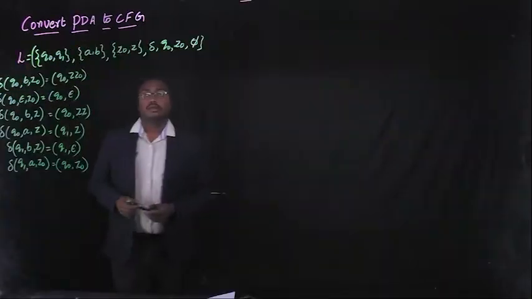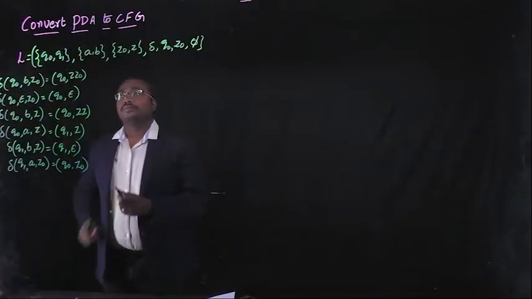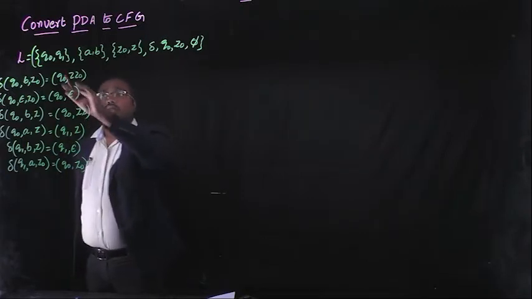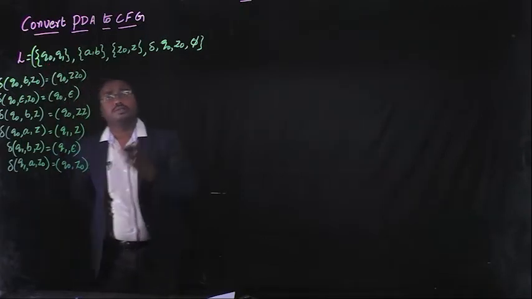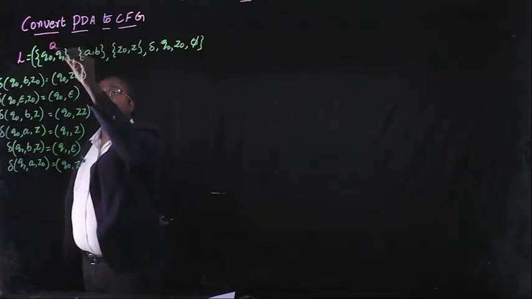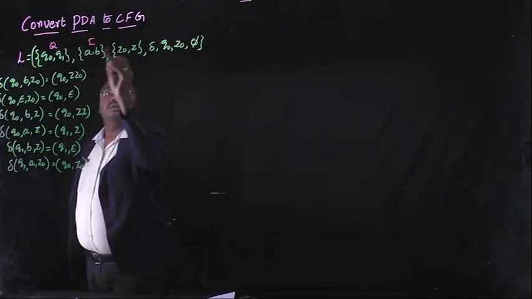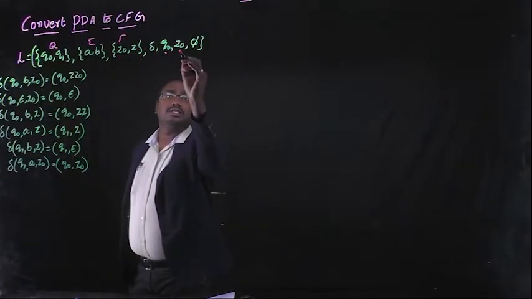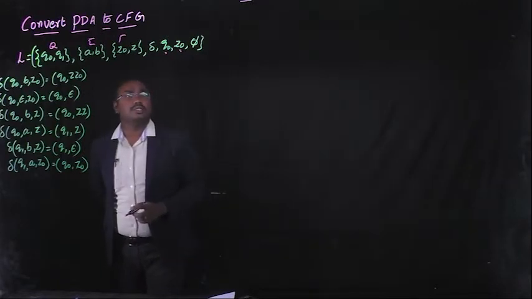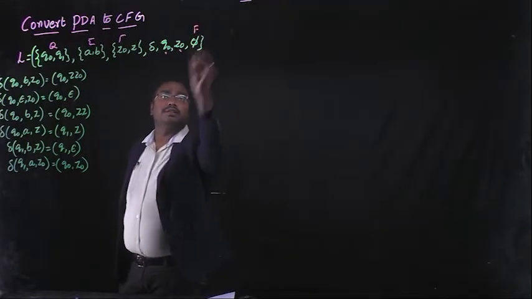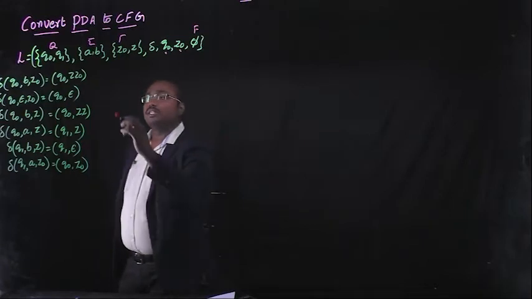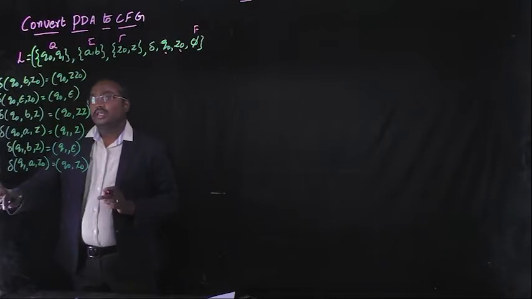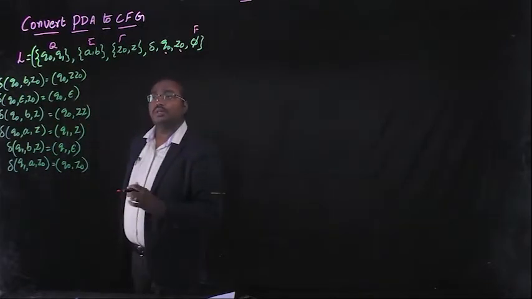Okay, we'll see the next problem. So here this is the language. So L is equal to different tuples. This is the capital Q and sigma, tau. These are the input symbols, transition functions, initial state, initial stack symbol, and final state F. Okay, so these are the 7 tuples for the given PDA. So these are the transition functions, and how we have to convert this PDA to context free grammar.